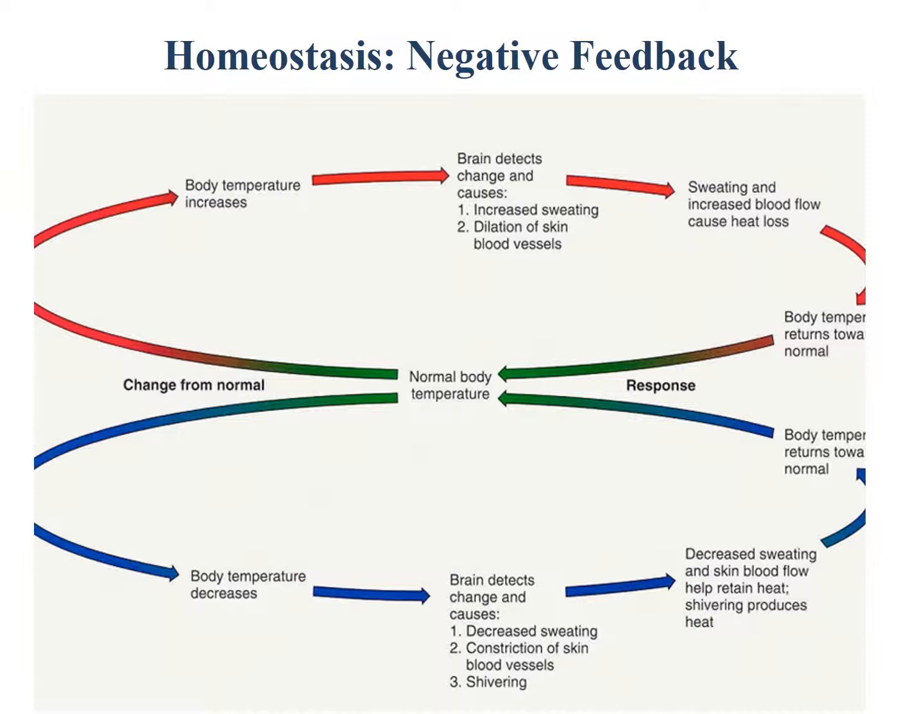Let's go the other direction. Now we're going to make you cold. Your body temperature decreases, and the brain detects a change and causes decreased sweating, constriction of blood vessels, and your body starts shivering. So all of these things are going to be involved in trying to actually produce heat in the body and retain our overall heat that our body produces naturally. This is going to cause our body temperature to warm up and return towards normal. So you can see in both cases, we are negating or opposing the original stimulus in order to return to homeostasis. Now, there are two other mechanisms of feedback loops.